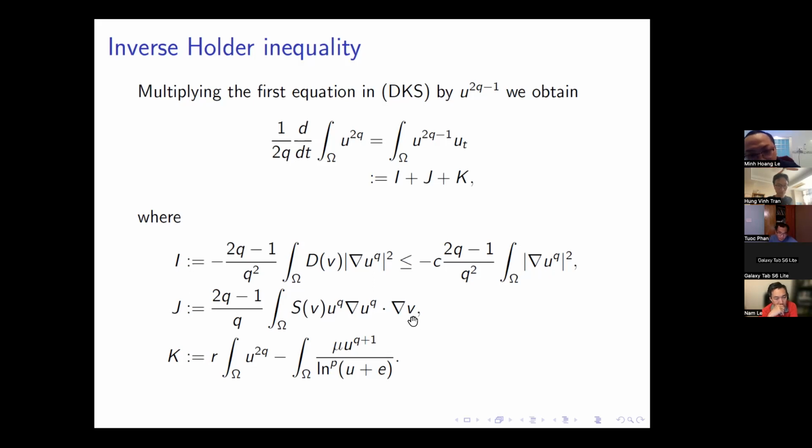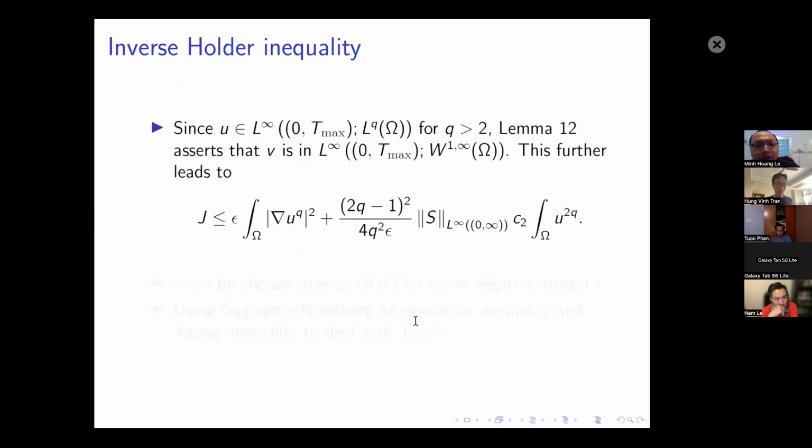But for J, because we assume u belongs to L infinity of Lp norm for some p bigger than n, that leads to v belongs to W1 infinity. So we can cancel this term easily. And then we apply some Holder inequality with epsilon. Then we can absorb this term into the good term. And this term can be handled by the Gagliardo-Nirenberg inequality.